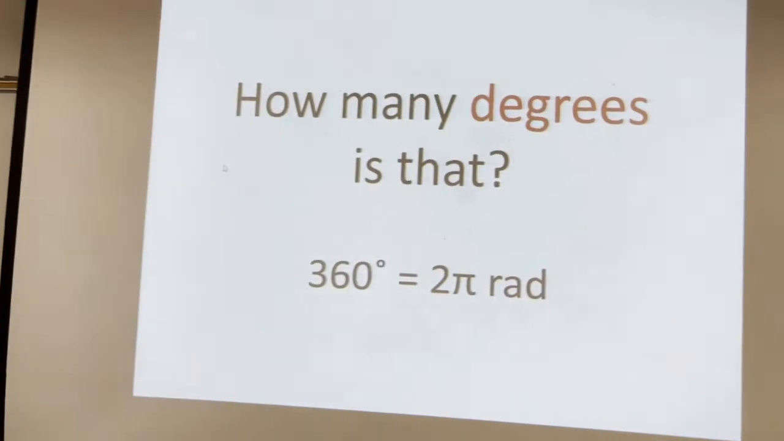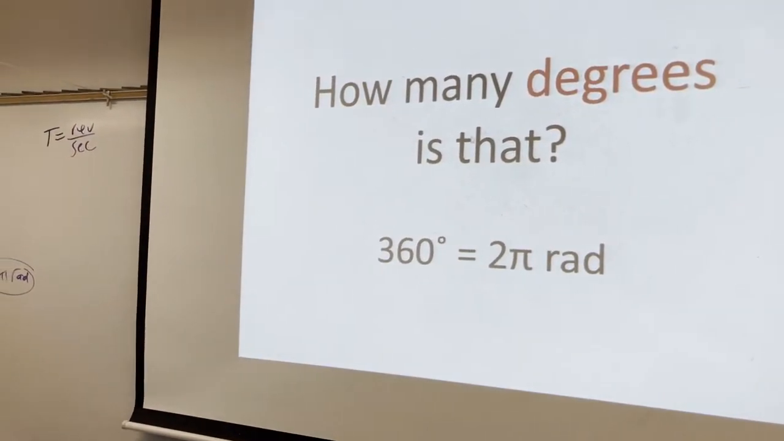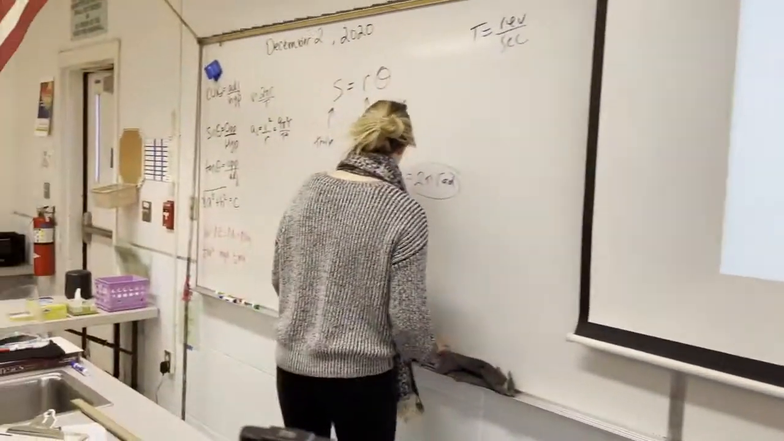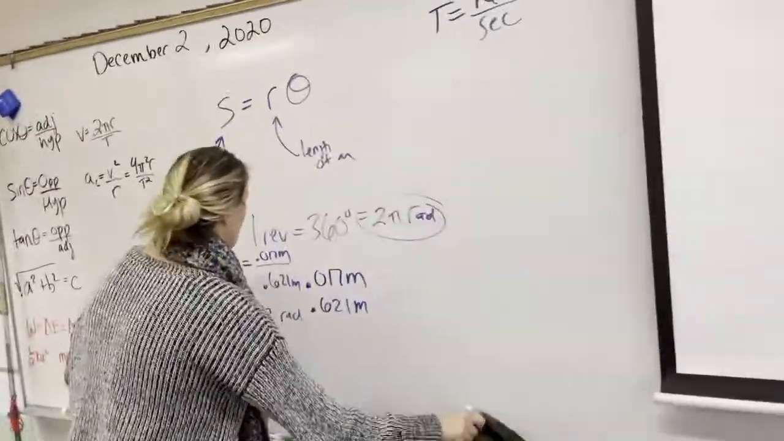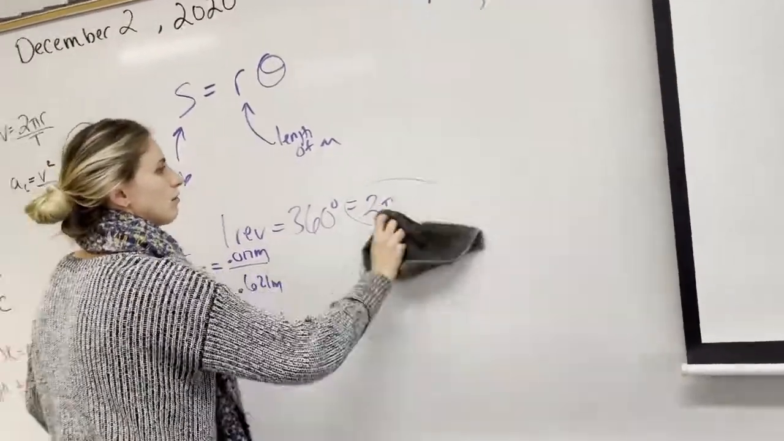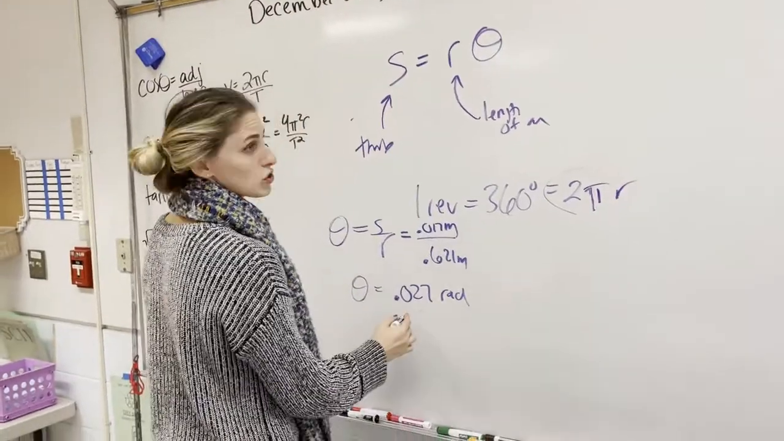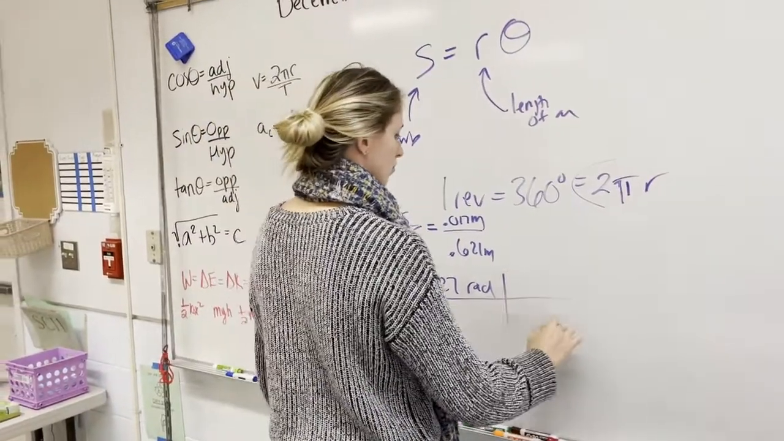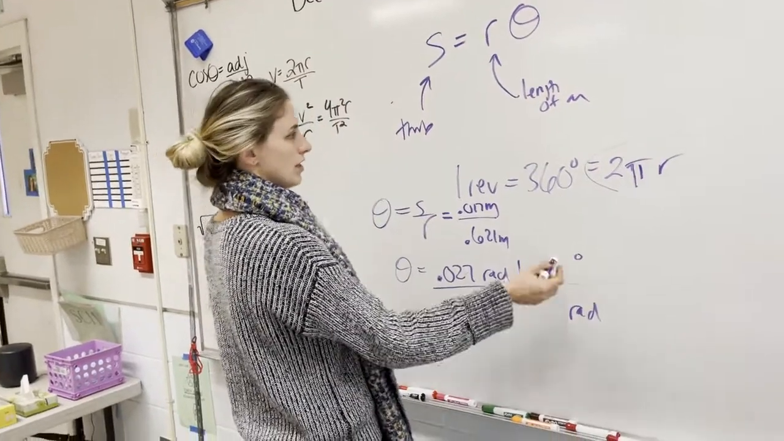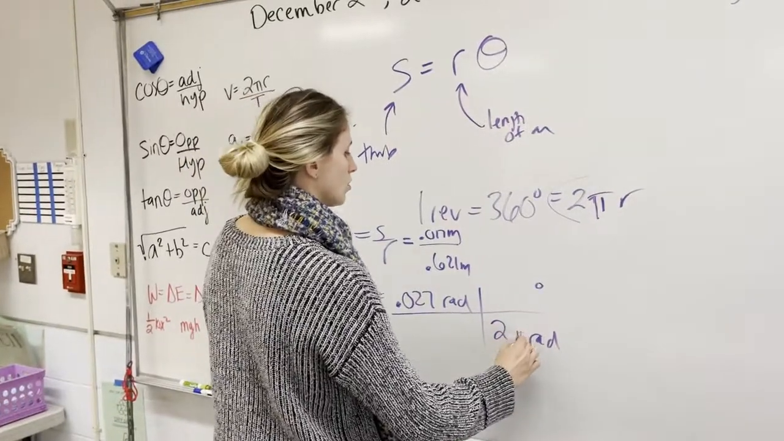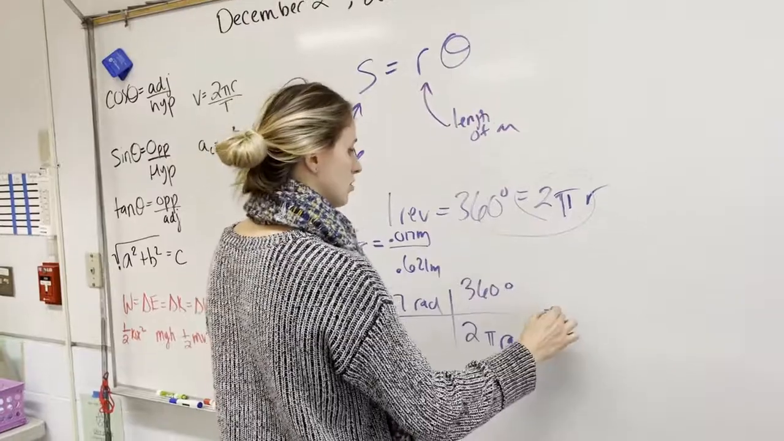So how can we use the rule of thumb? I lied, we got another question here. How many degrees is that? We know 2 pi radians is 360 degrees. We're trying to get to degrees, so I'm going to put radians on the top here, degrees on the bottom, and degrees on the top. My radians is 2 pi radians, and my degrees is 360, because these two things are equal to each other.